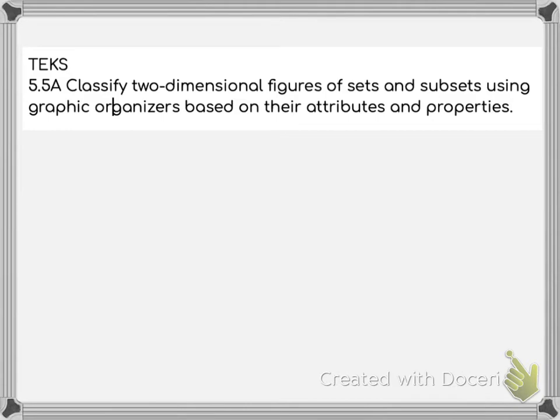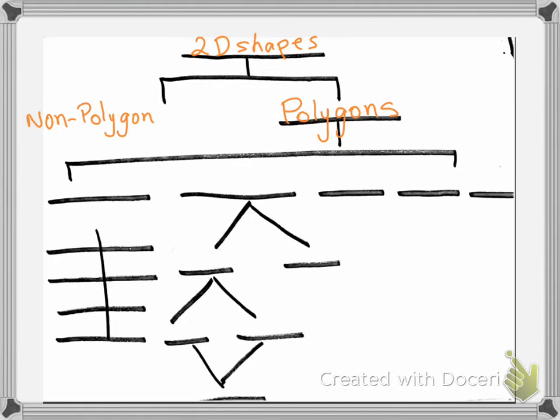Today we will classify two-dimensional figures based on their attributes and properties. To help us see these attributes and properties, we're going to be using this graphic organizer that starts off with two-dimensional shapes on top. You can see that two-dimensional shapes are divided into two main groups, the polygons and the non-polygons. Polygons are shapes that are closed and have sides, while the non-polygons are shapes that are either open or have no straight sides.